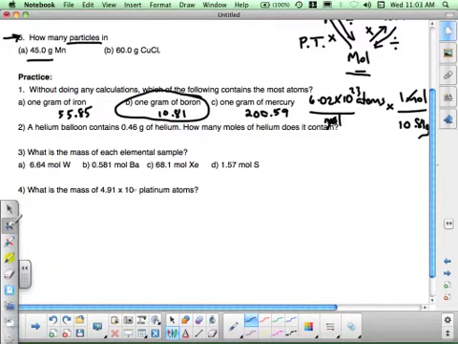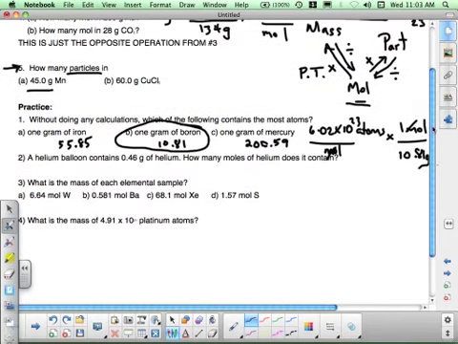Okay, moving on. A helium balloon contains 0.46 grams of helium. How many moles? So where are we starting on our chart? I'm going to bring my chart back up. There we go. Mass. We're starting up here with mass. Where are we going?